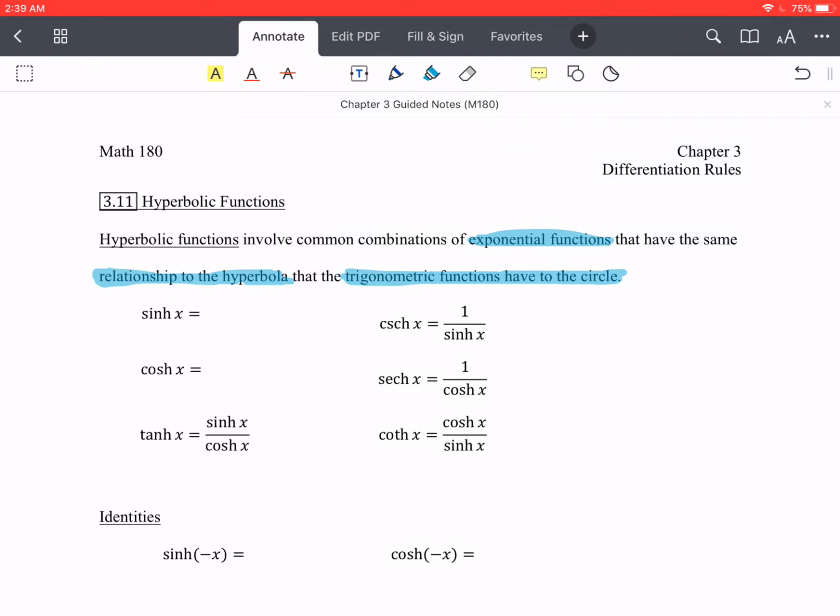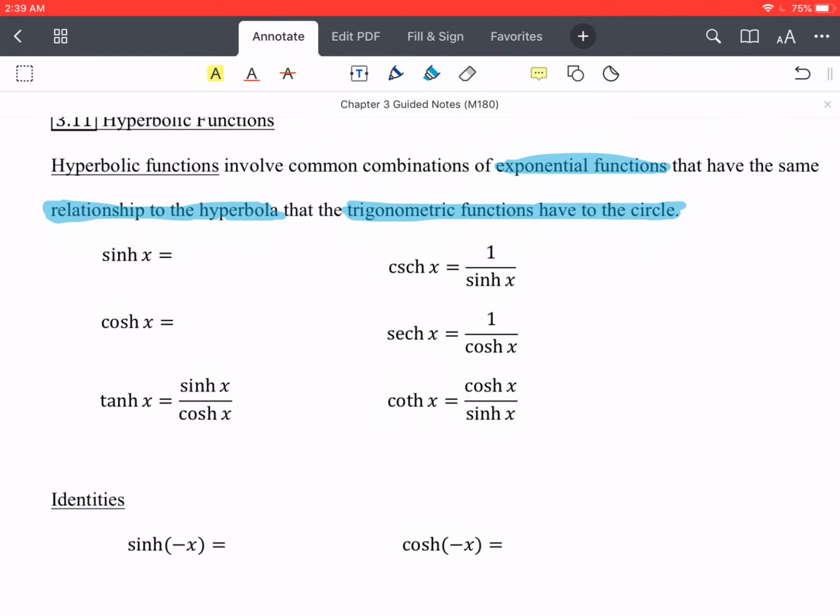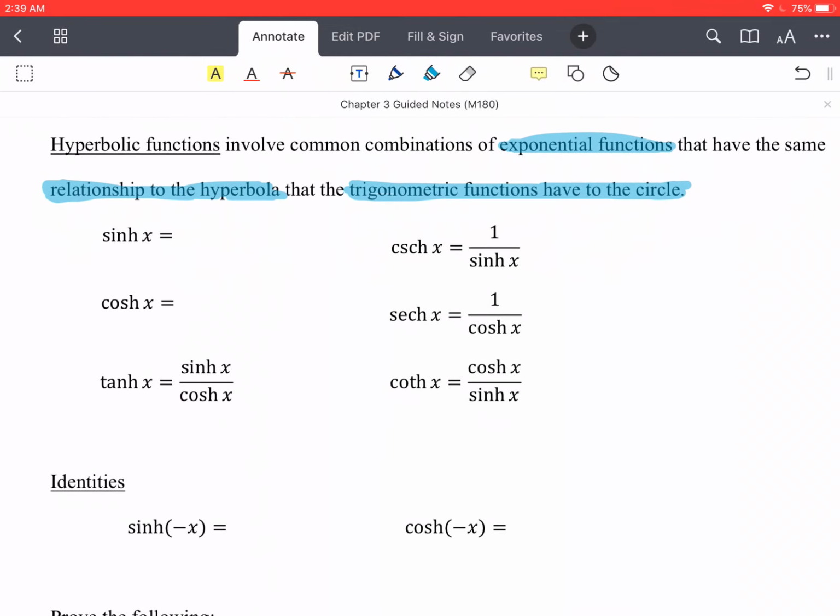So the relationships that they have very closely resemble those of the original trig functions, which is why we give them these trig-like names. So basically we're taking the sine, cosine, and tangent functions, and it looks like we're just adding an h onto each of them. That h stands for hyperbolic. So the way that we would read this would be hyperbolic sine, hyperbolic cosine, hyperbolic tangent.